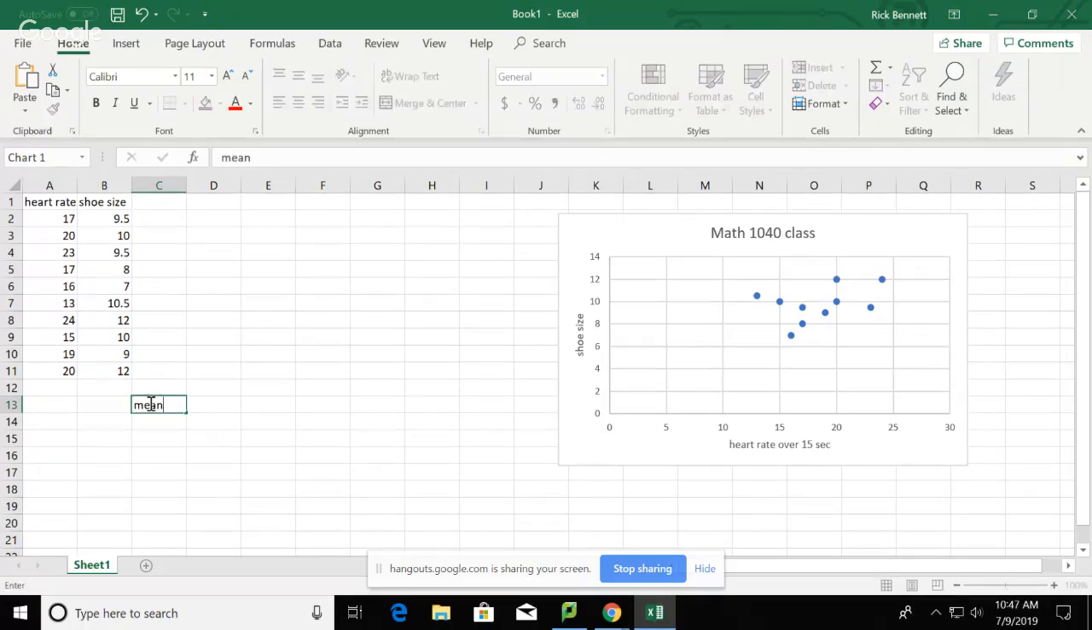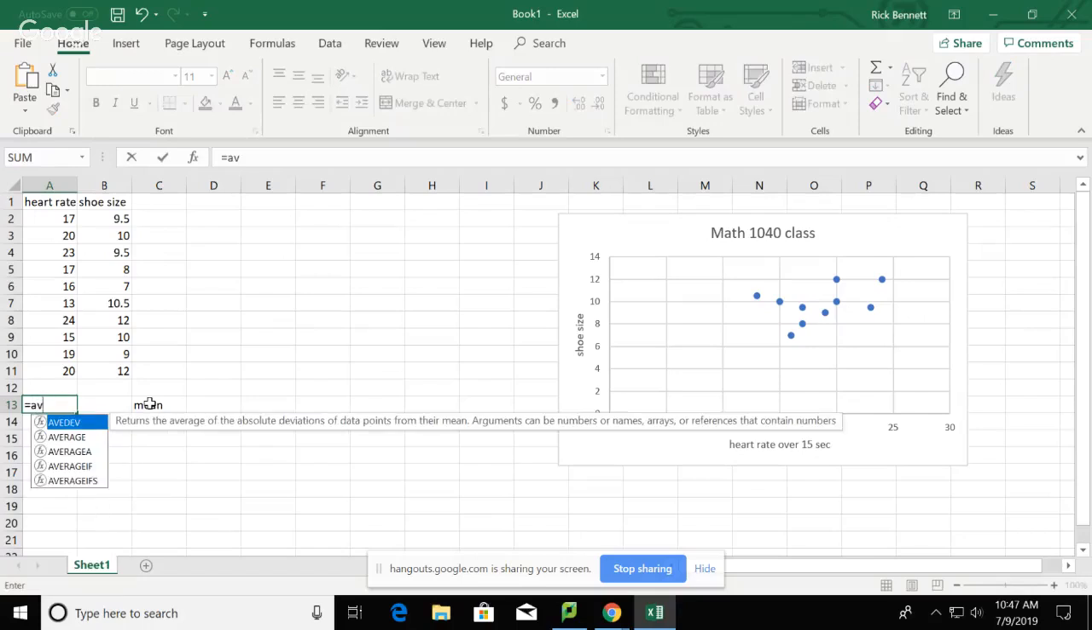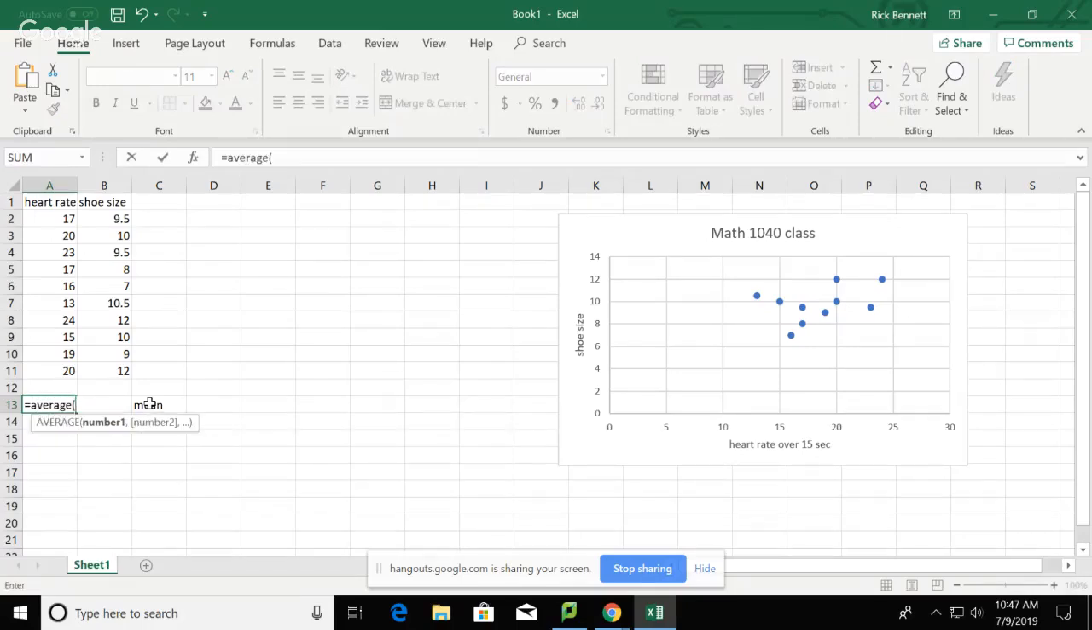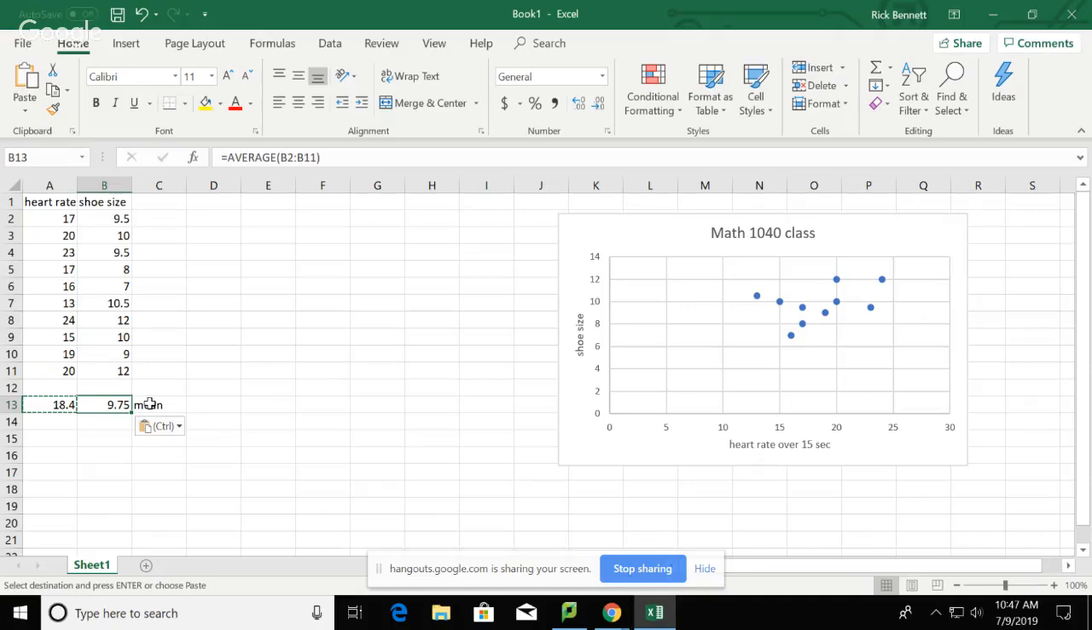Find the mean. Do you remember how to find the mean quickly and easily? Equals average. Oh, nobody wants to say it. Equals average, because now you've got to wash out your mouth, okay? So the average heart rate was 18.4. The mean shoe size is 9.75. I think that's what we got before. I don't think that changed.